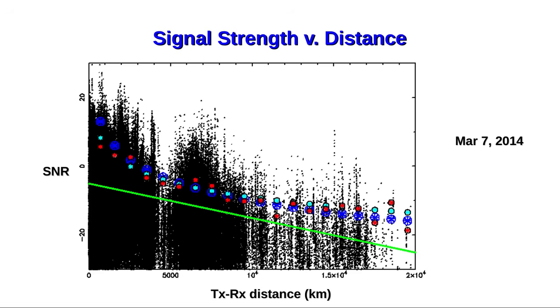Do whisper signals obey the inverse square law? Here we have plotted the signal-to-noise ratio versus transmitter-receiver distance for all whisper spots, all frequencies in the whisper database for March 7, 2014, the day that MH370 disappeared. It's clear that the signal strength drops with distance. The dark blue circles correspond to what one would expect for an inverse square law, and while it's difficult to say that it matches the data best, there is clearly a trend that signals become weaker with distance.